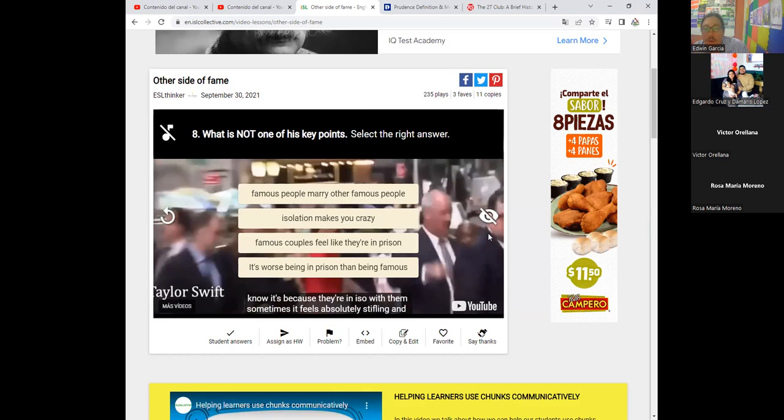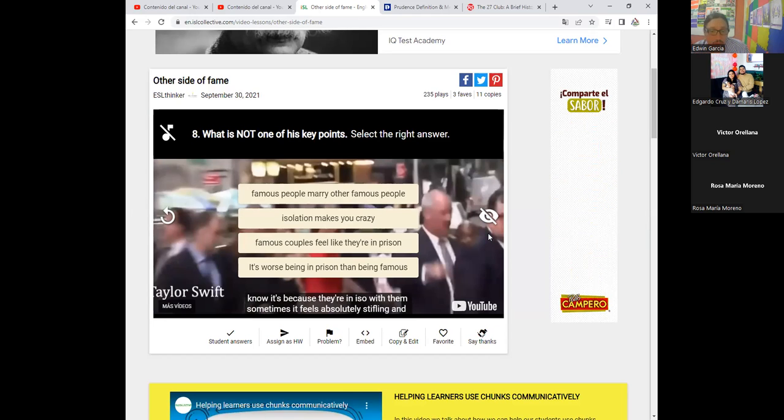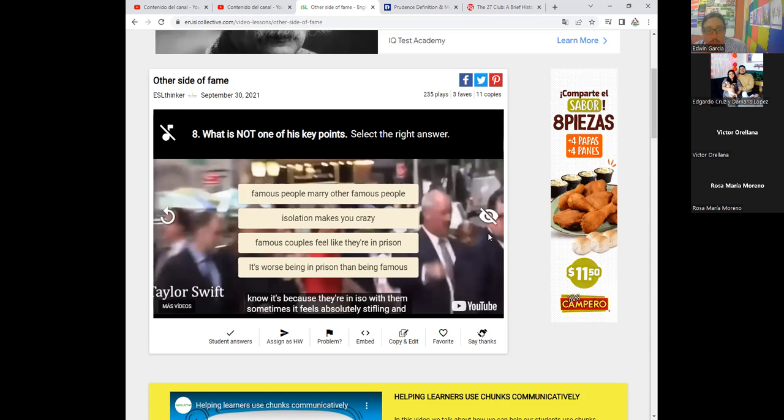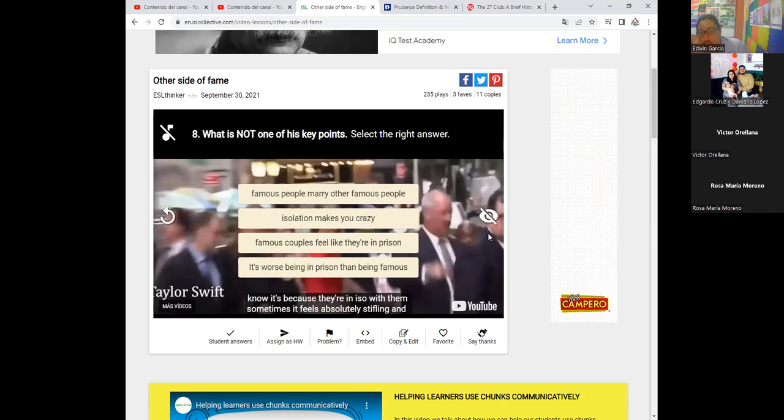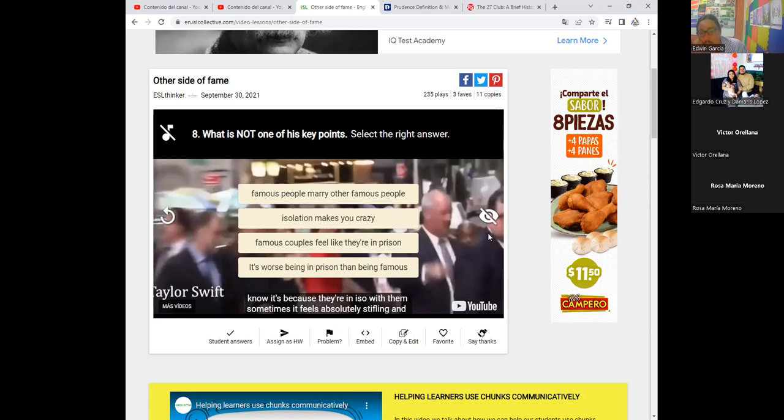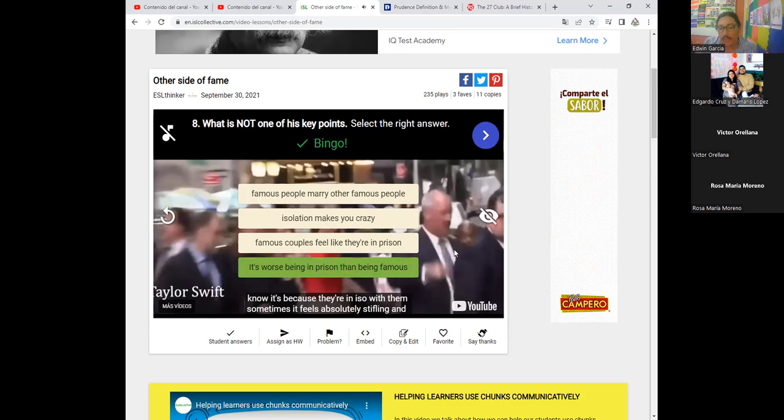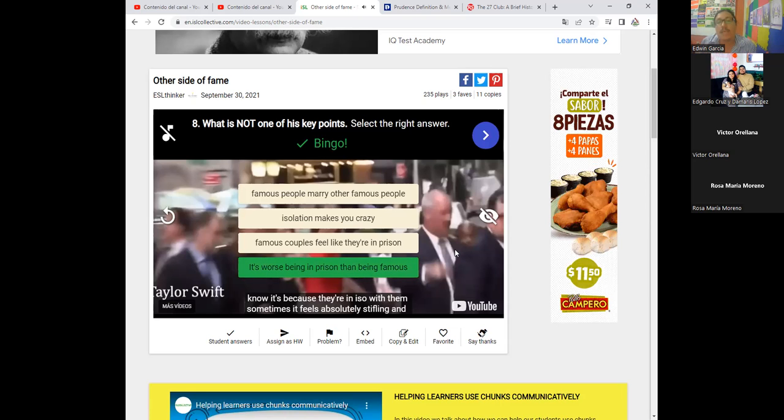Okay, which is not one of the key points we have here? Famous people married to other famous people. Isolation makes you crazy. Famous couples feel like they are in prison. And it's worse being in prison than being famous. This one of these is not. It's worse being in prison than being famous. All the rest is what he said to us.